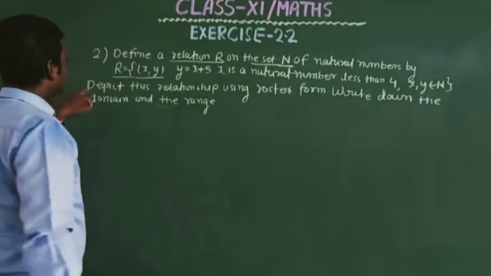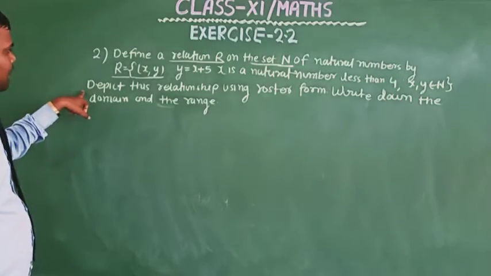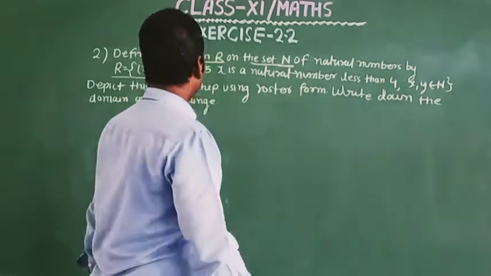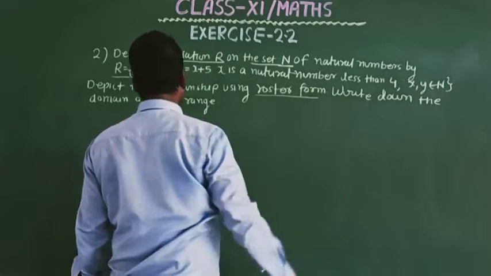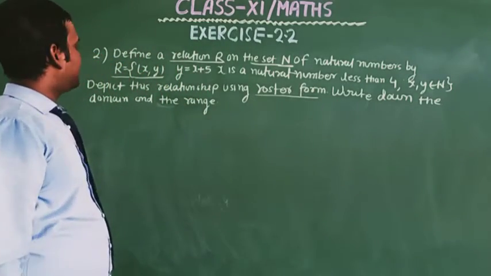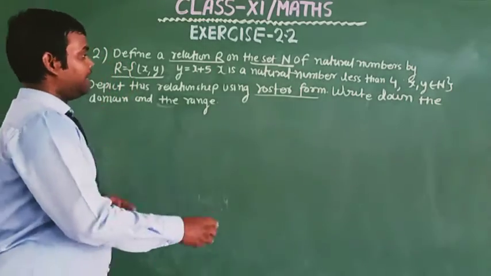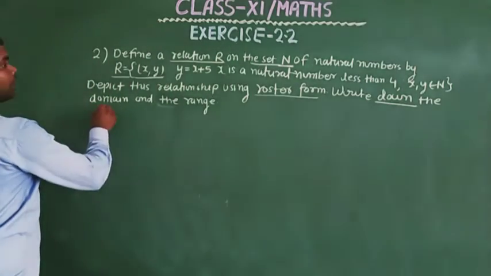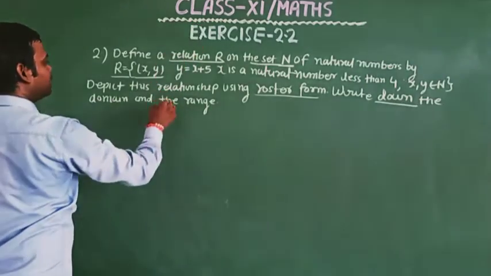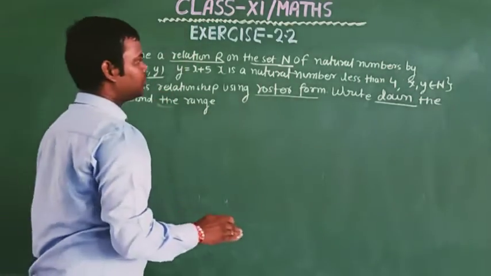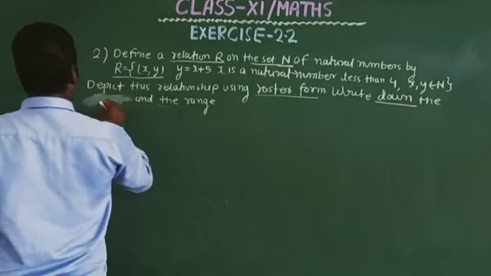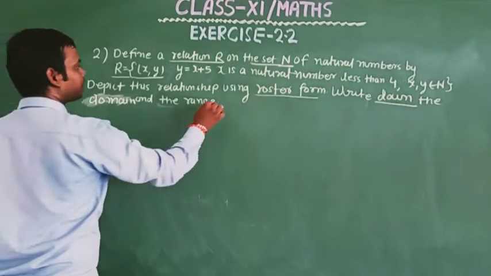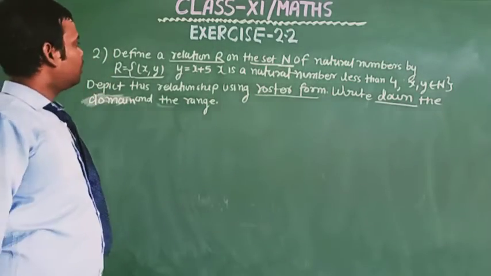And further, it asks: depict this relationship using roster form, and write down the domain and the range. Okay, so let us solve.